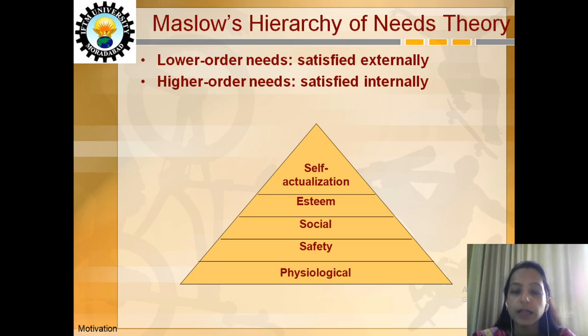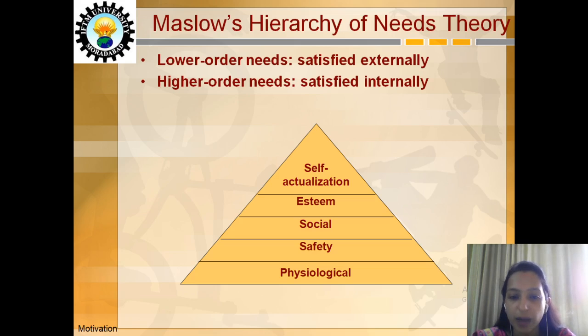Now coming to the theories of motivation. The first theory of motivation is Maslow's hierarchy of needs theory. This need theory has been given by A.H. Maslow, which represents a need pyramid of a person. The lower order needs, which are physiological needs and safety needs, are satisfied externally. And the other three needs are represented as higher order needs, which are satisfied internally within a person.